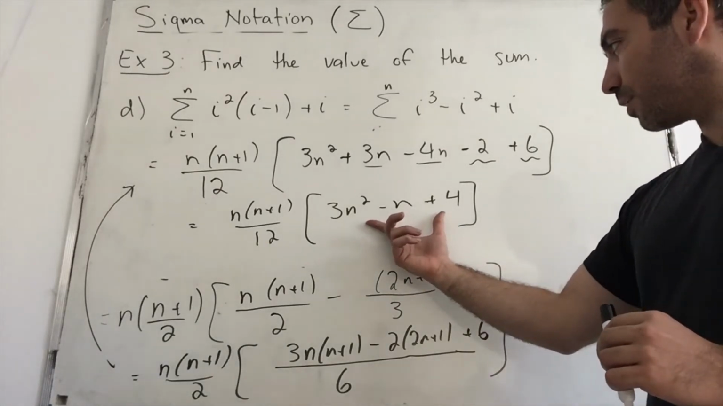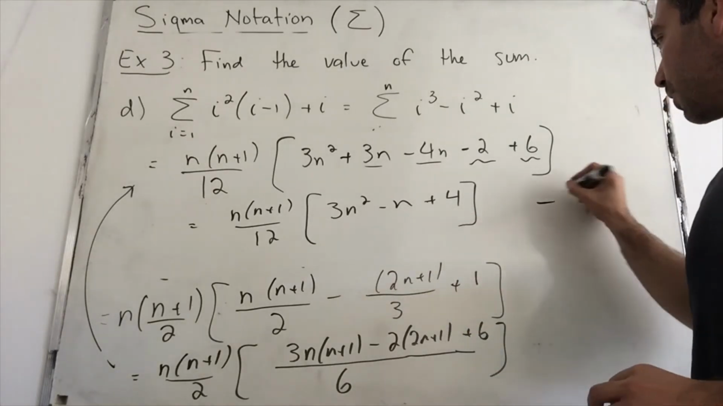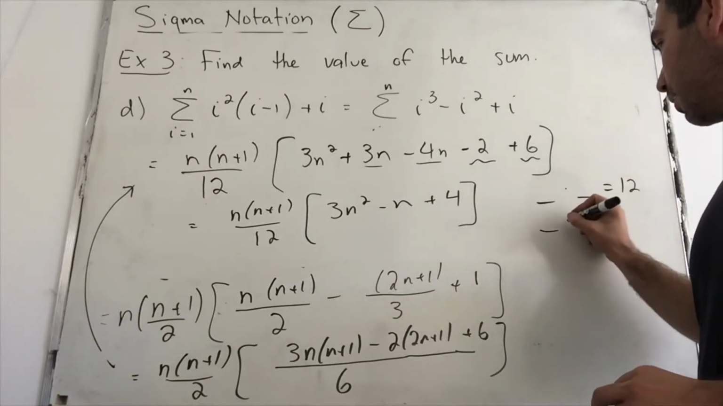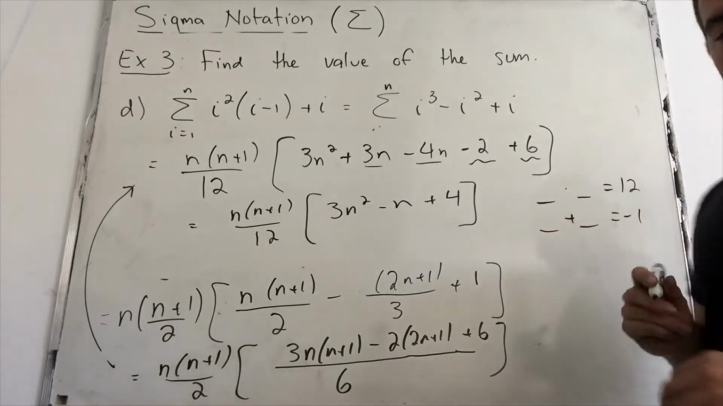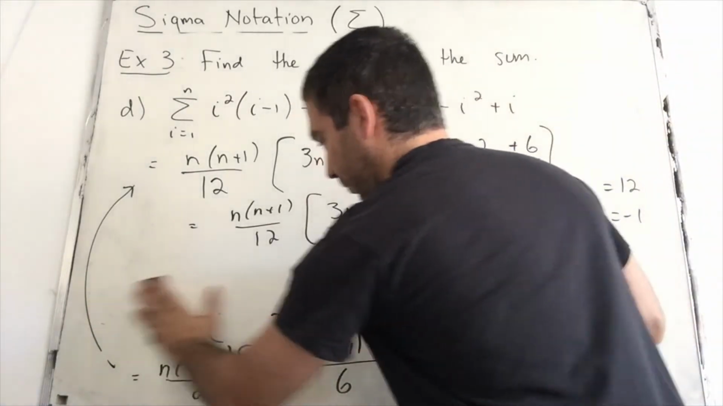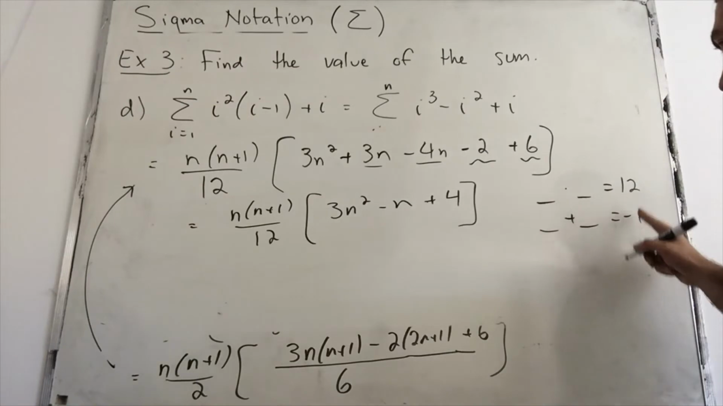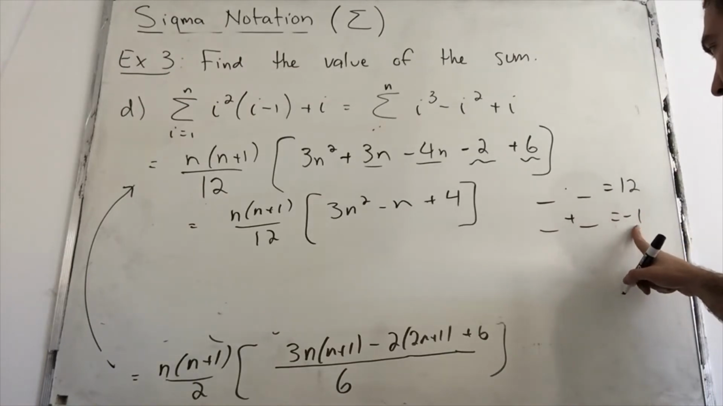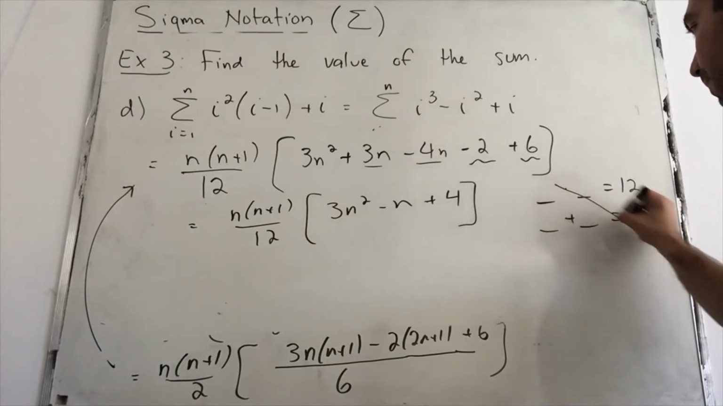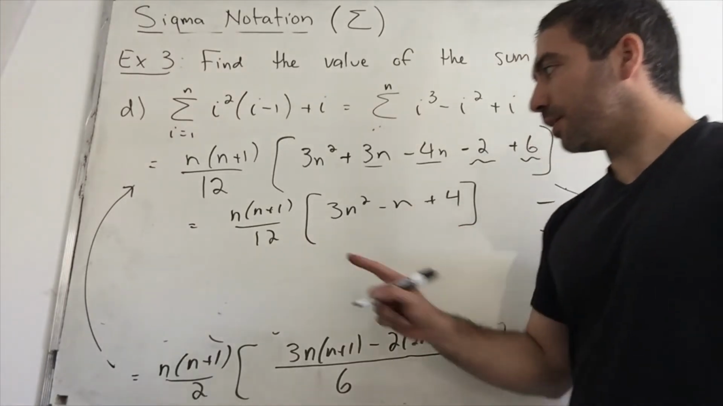And could we factor this? If we do product sum here, we're looking for two numbers that multiply to give us 12 and add to give us negative 1. Let's see if we could simplify further. This could be 3 and 4. We can't get negative 1. 6, 2. No, this doesn't work. We can't get a negative. Yeah, so we leave it like this. This is the final answer.